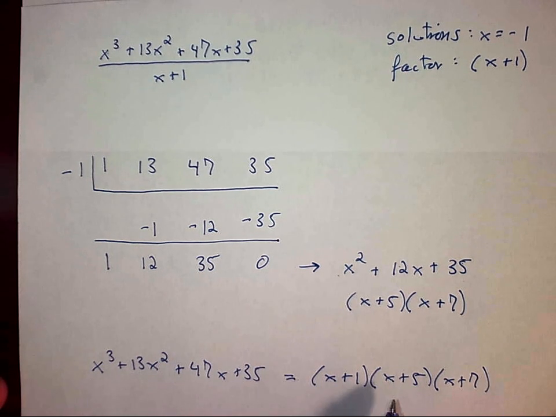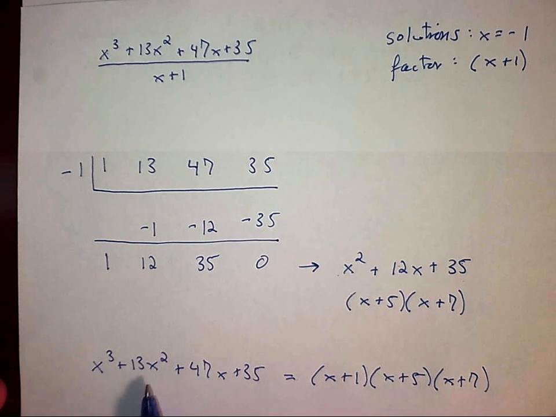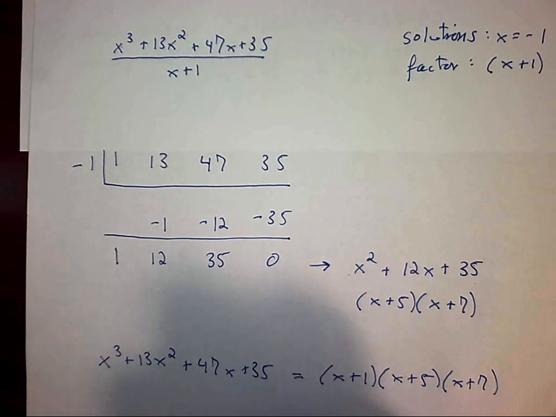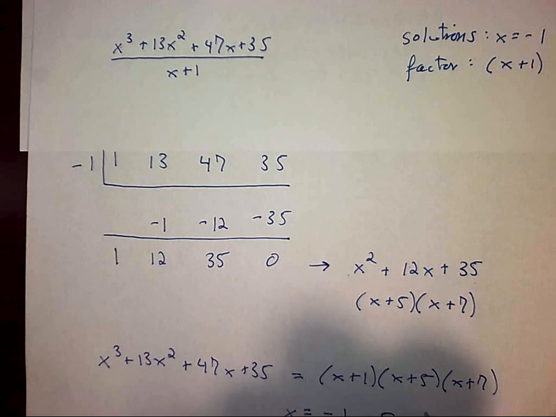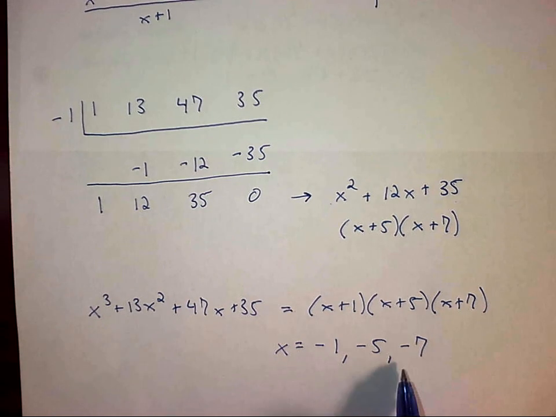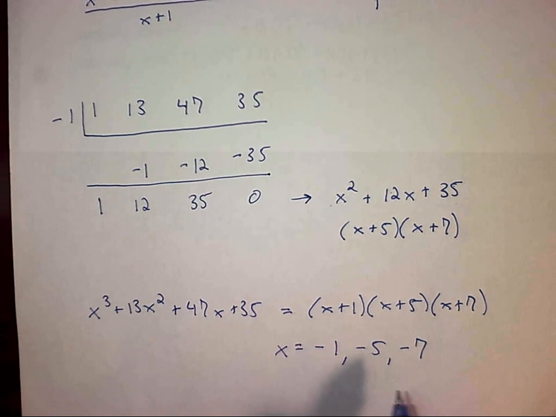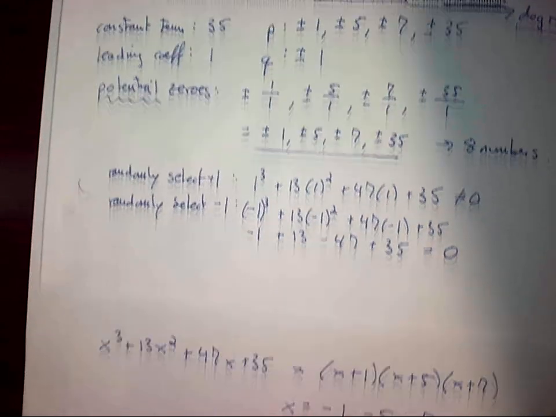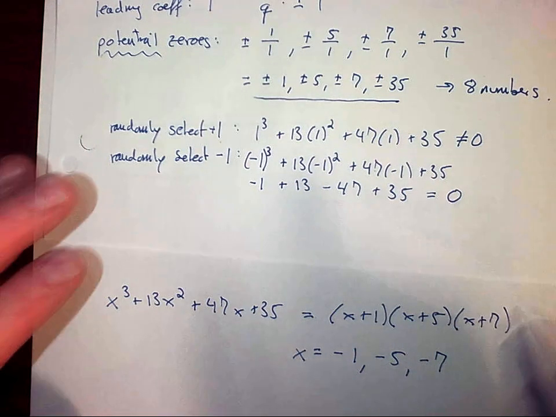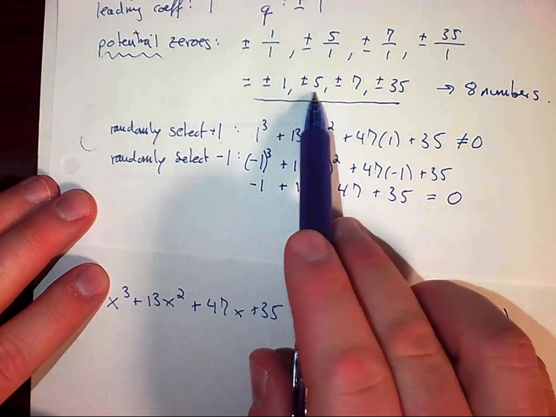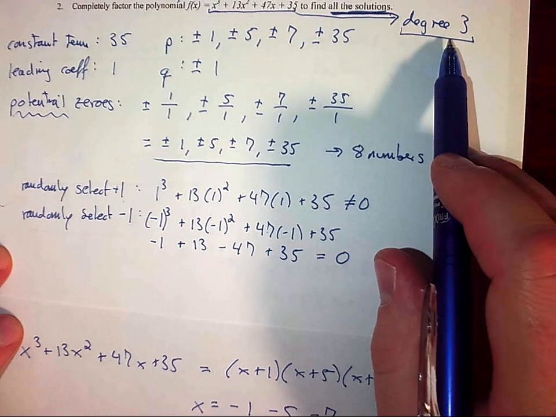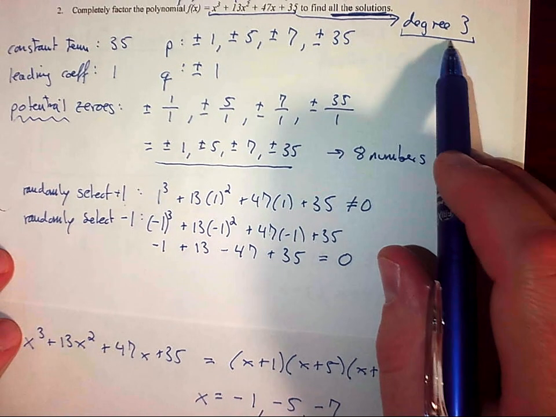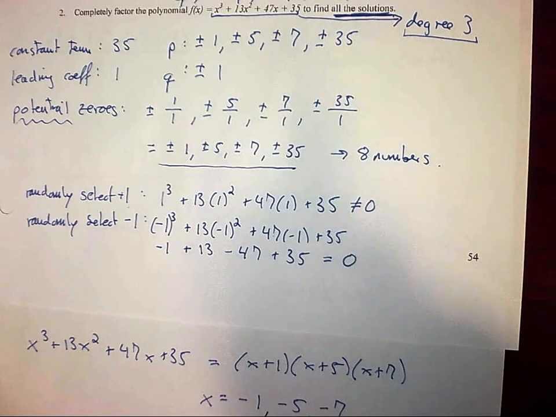So now we just found the factors to our polynomial, which means that our zeros, or our solutions, are just negative 1, negative 5, and negative 7. And if you look at these three factors right here, and you compare them to the list that we had up here before, negative 1, negative 5, and negative 7 are definitely in that list of potential zeros. But now we've narrowed it down to only 3 zeros, which we had from our number of zeros there.